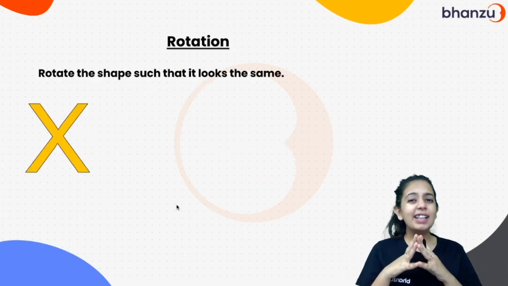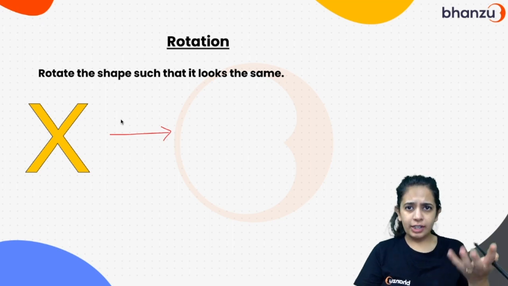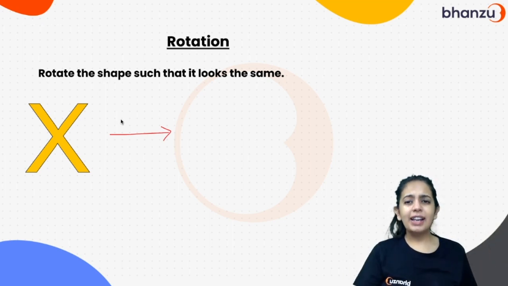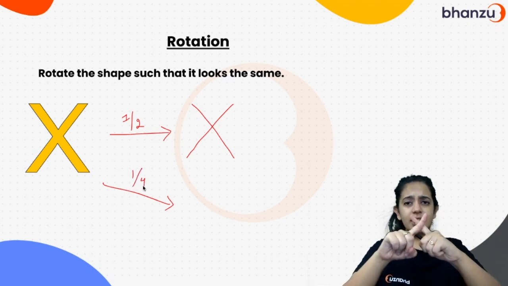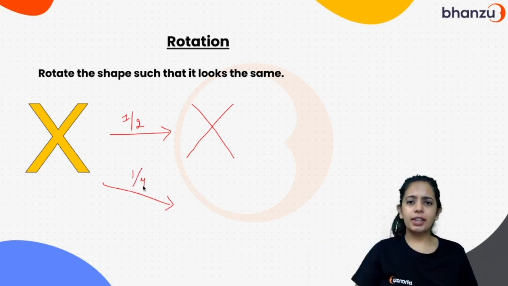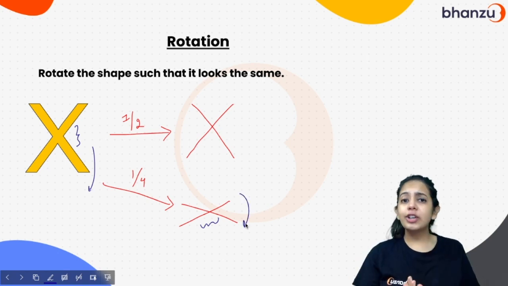Now, for example, let's have the alphabet X over here. If I'm going to rotate it by one full turn, then obviously any figure is going to look the same, right? Let's rotate it by half. If I'm going to rotate it by half, then also it is going to look the same. But what if I want to rotate it by a quarter turn? This is X, and if I rotate it, then it will look something like this. Then these larger gaps are going to be shifted like this because you are rotating clockwise. Okay, if you rotate it anti-clockwise, then also you will get the same shape.